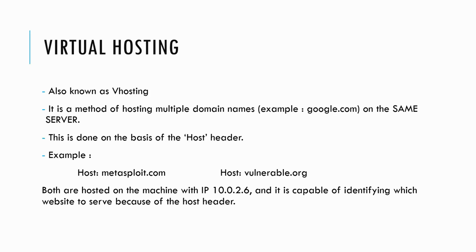When we send the request, we also send which website we want to visit in the host header. For example, if I am visiting metasploit.com, my browser will automatically send a host header in the request with its value metasploit.com. Similarly, if I am visiting vulnerable.org, my browser will automatically have a host header in its request with its value vulnerable.org. Then the server will look at the value of this host header and determine which web pages it wants to send to us.